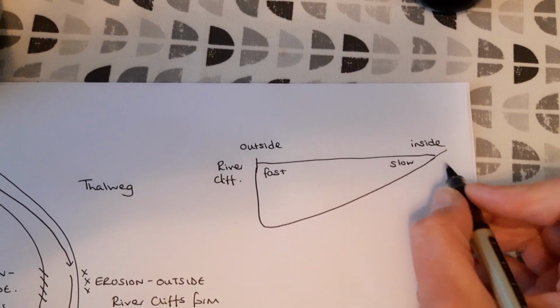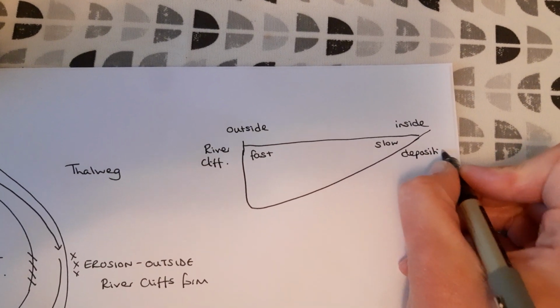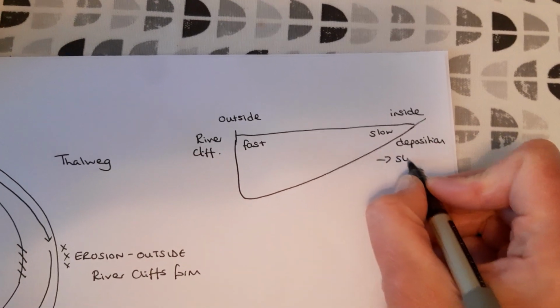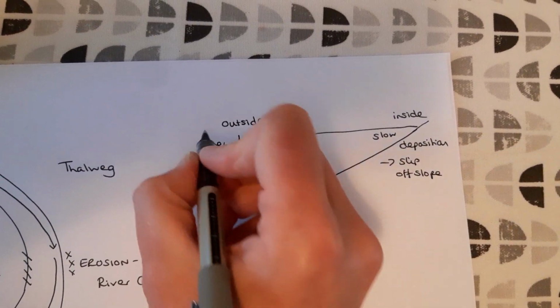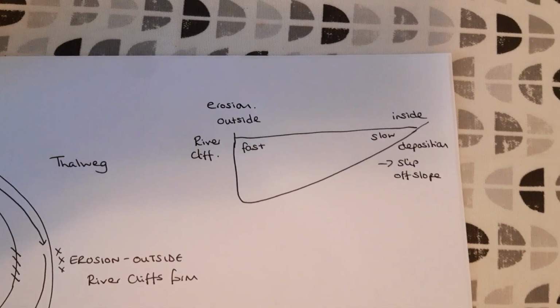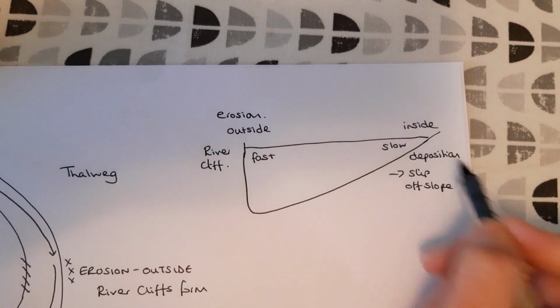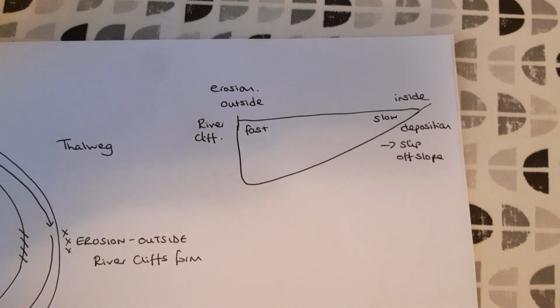And on the inside here, I've got deposition happening, which leads to the slip-off slope being formed. So this is erosion on the outside, creating a river cliff, and this is deposition on the inside, causing a slip-off slope. Okay, as you will have seen in the video, over time the location of a meander changes slightly.